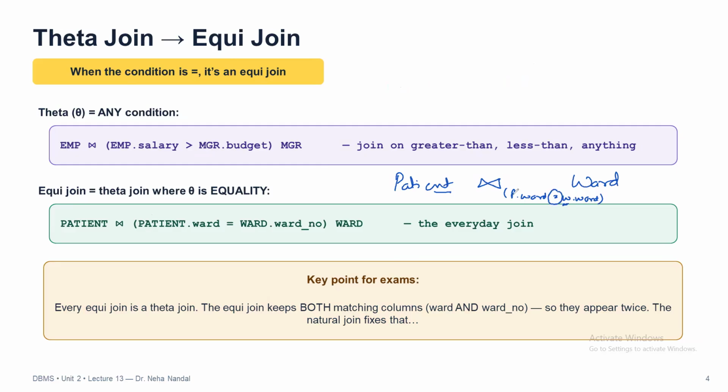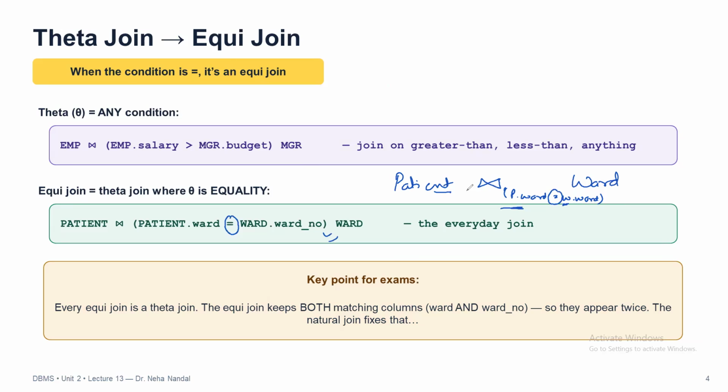Because we are utilizing this equal to, I'm writing it again for you, because when you're writing on paper, you should write it like this. It will make more sense. Even if you write it another way, that is completely fine. But this shows you where the condition is being applied. It is not a part of ward or patient. It is a part of the join. So the equijoin will keep both matching columns, ward and ward number, from the two tables, patient and ward. So they appear twice. Yes, that can happen in this one.